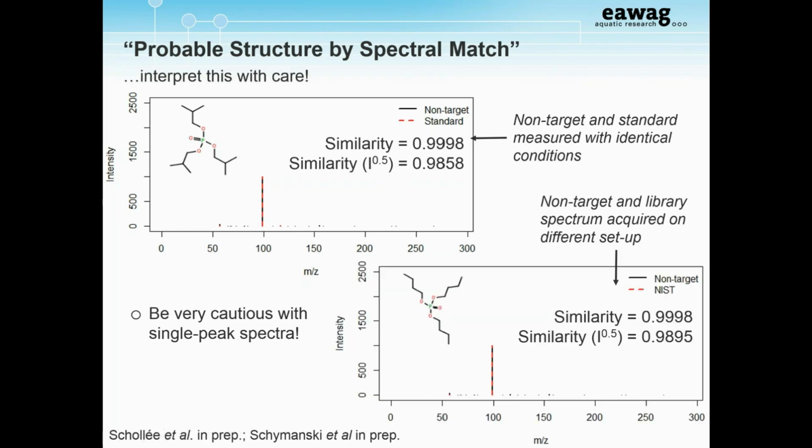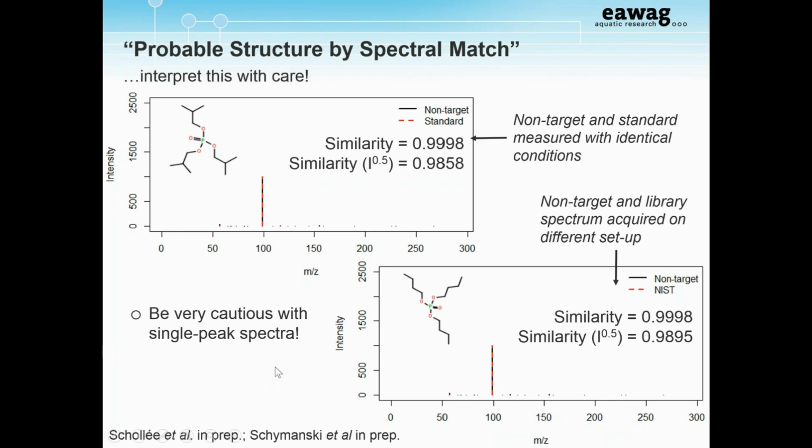And indeed, if we go to the NIST library and look at a library spectrum acquired on a totally different setup, this is now a different compound. It's the tri-butyl. And what you can see is that we get a very similar similarity value again. So you will basically not be able to tell the difference between these two isomers with that spectrum.